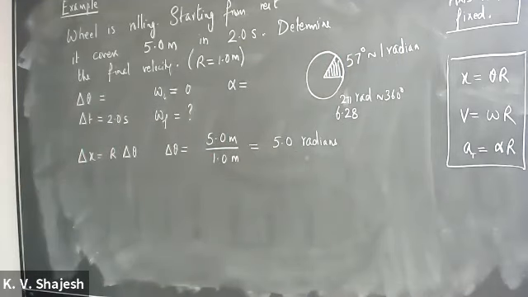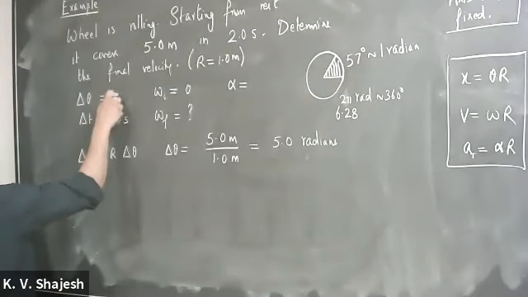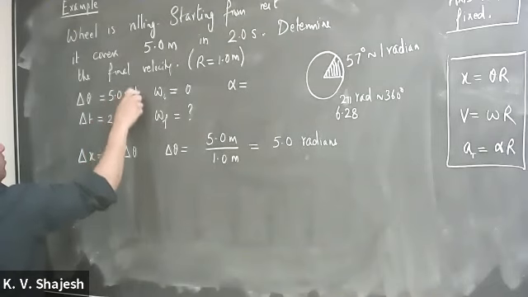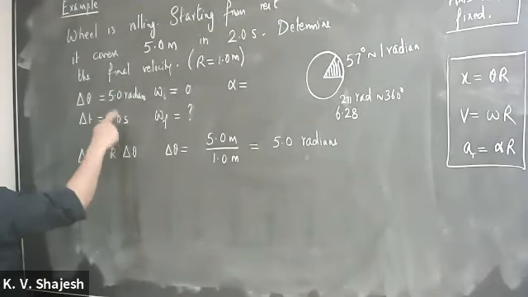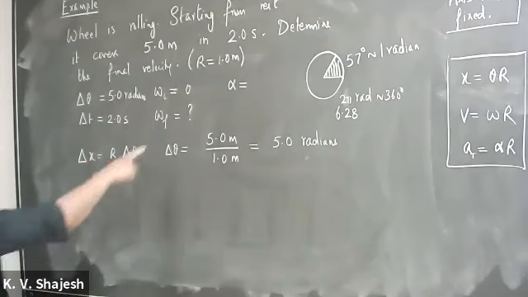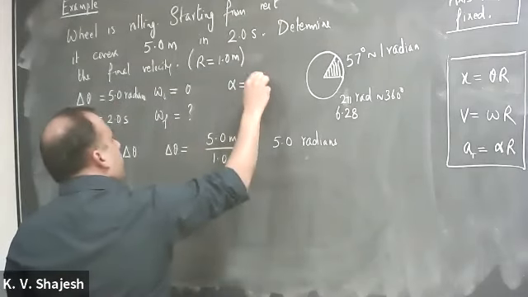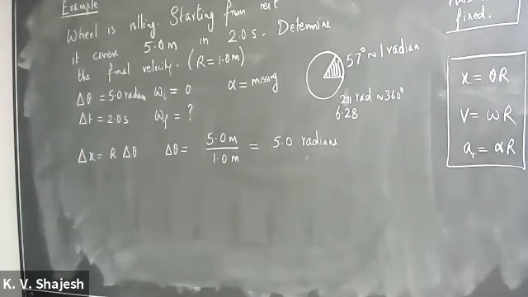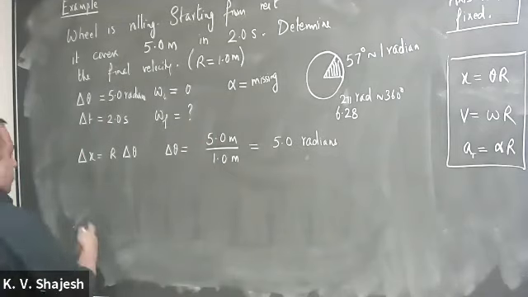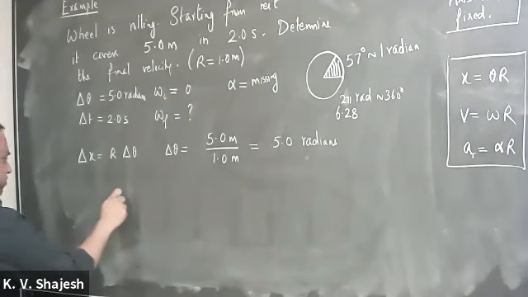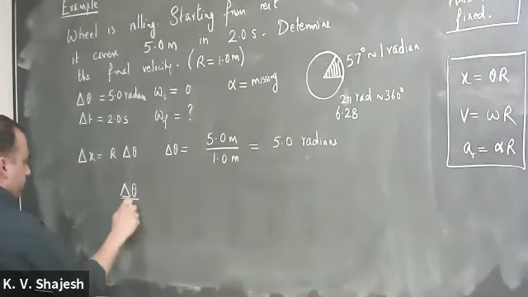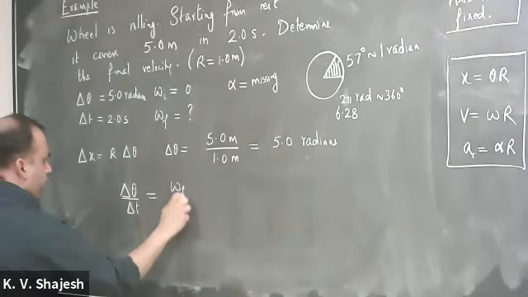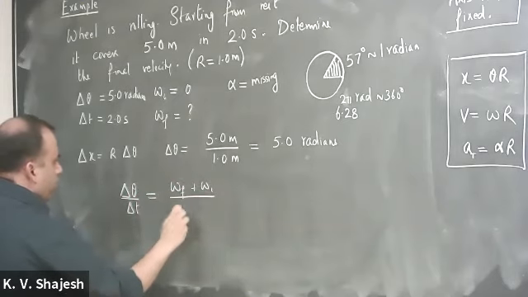So that's 5 radians in length. Now we know the angle delta theta, 5 radians, and now we have three quantities. We are interested in omega final, and that's your missing variable. If alpha is missing, then you would use the first equation in the list of equations that we had: delta theta over delta t is equal to omega final plus omega initial over 2.